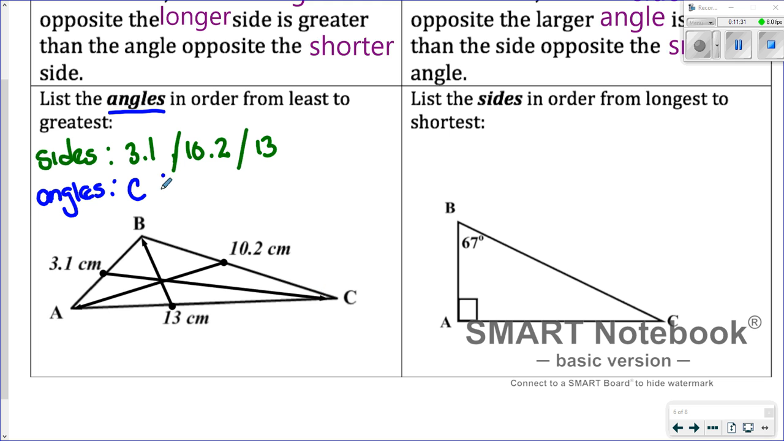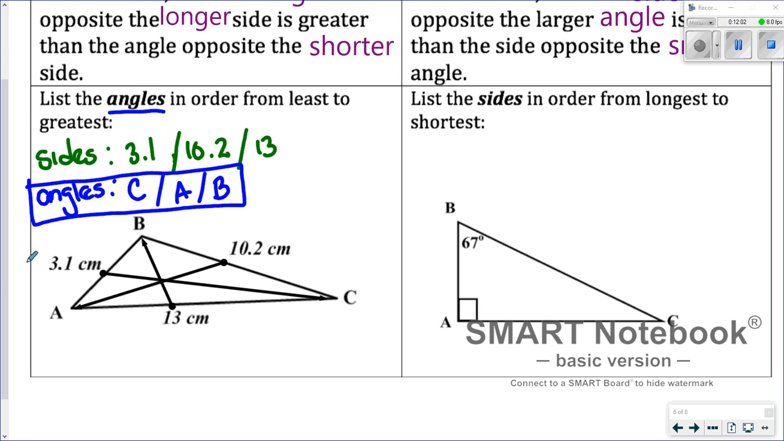And then let's go on. The next one was 10.2, so the opposite was A. And then we have B. It's least to greatest, so C will be the smallest angle, and B will be the biggest. This can be done without having any information about the angles. If you have the sides, you can determine which angle will be the smallest and which will be the biggest, because you're just looking at the angle opposite the side.